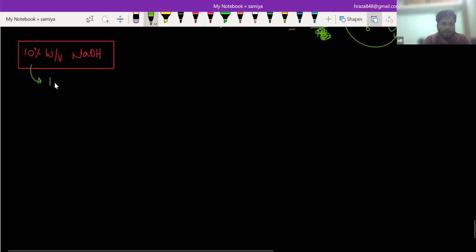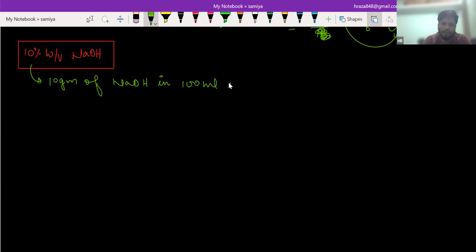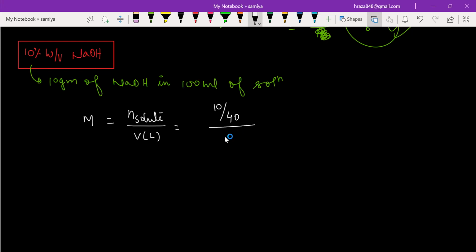You can see this is 10 gram of NaOH in 100 ml of solution. Now see, molarity is number of moles of solute upon volume of solution in liter. Number of moles of solute is given mass upon molar mass, that is 40.